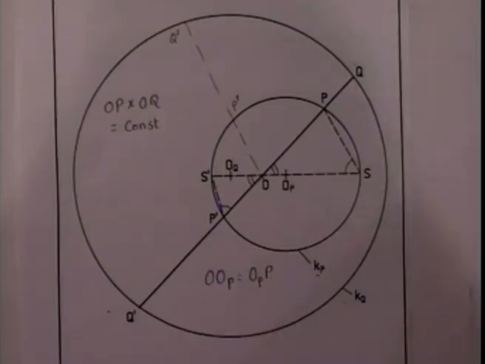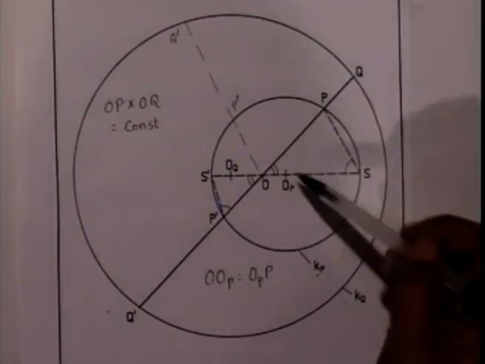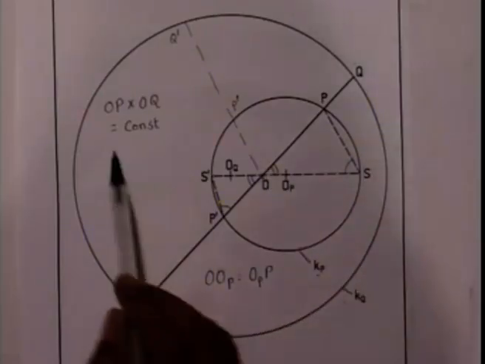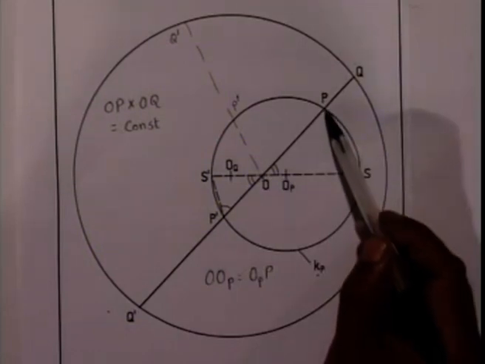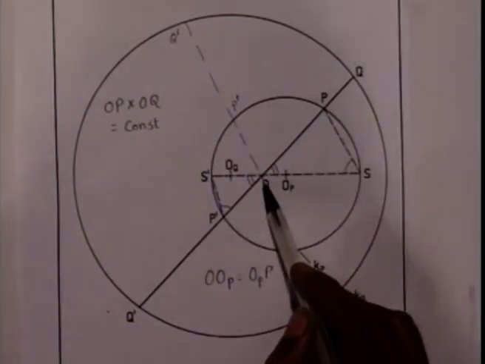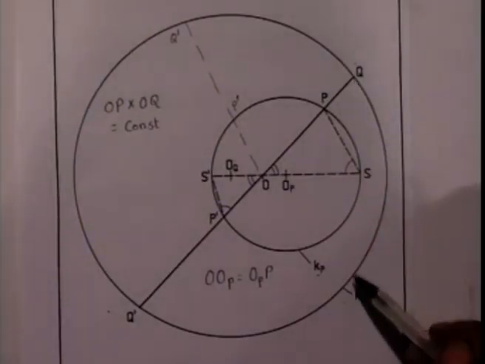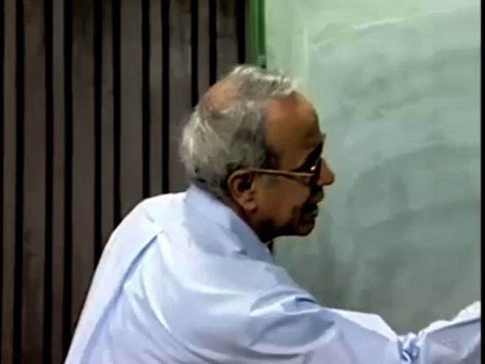And this is what we will prove next, that if 2 points P and Q move in a plane such that the line PQ passes through a fixed point O and OP into OQ remains constant, and P generates a circle passing through the fixed point O, then Q will be generating a straight line, that is a circle of infinite radius.